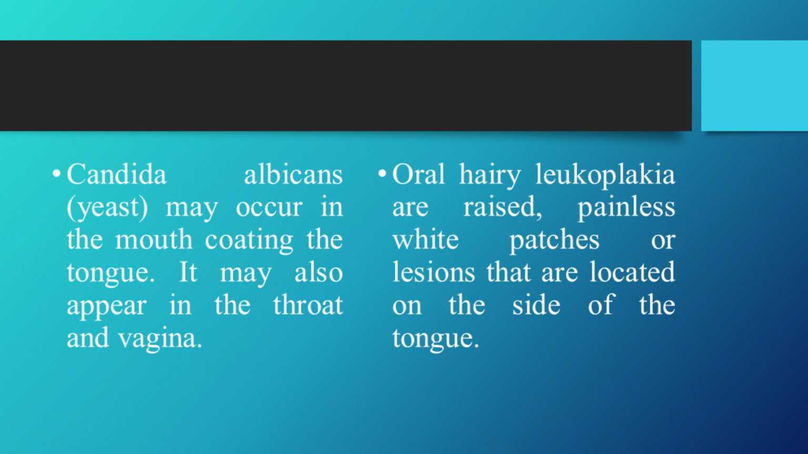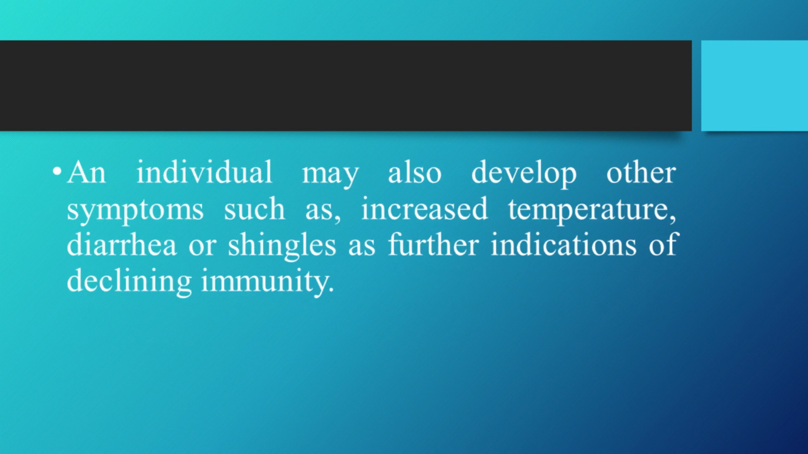Candida albicans, yeast, may occur in the mouth coating the tongue. It may also appear in the throat and vagina. Oral hairy leukoplakia are raised, painless white patches, or lesions that are located on the side of the tongue. An individual may also develop other symptoms such as increased temperature, diarrhea, or shingles as further indications of declining immunity.